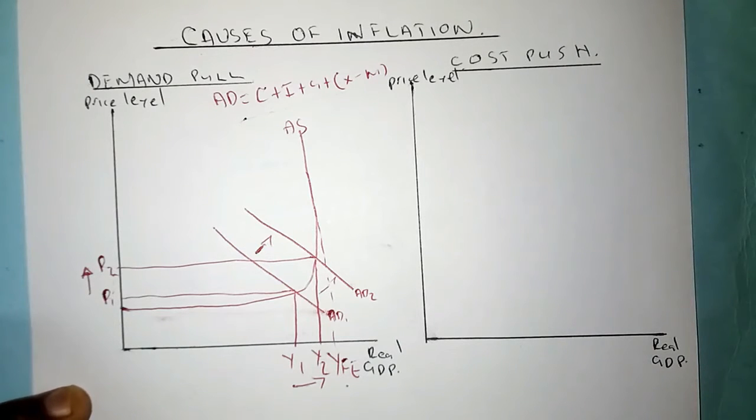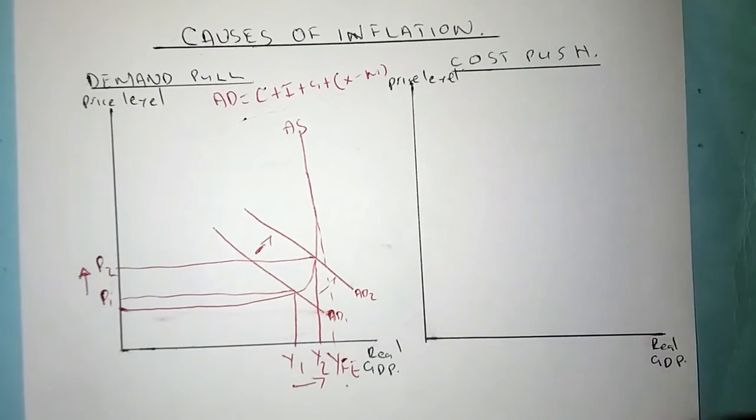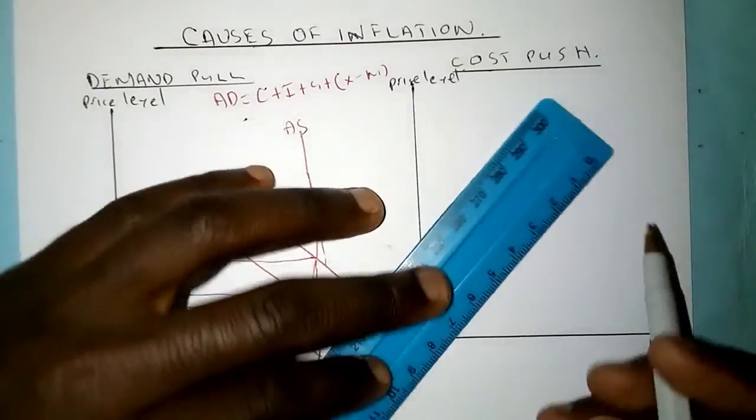So we go to the other cause of inflation, which is cost push inflation. This has to do with supply side shocks. Supply side, not long run supply, is supply side shocks. So all the things that have to do with the short run aggregate supply. So how do you show such an impact?